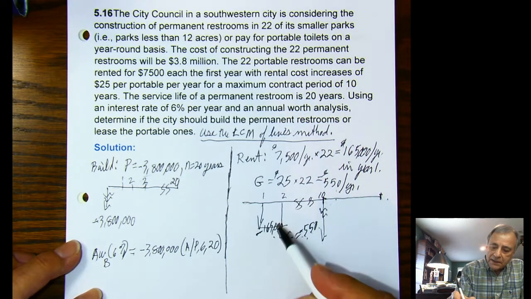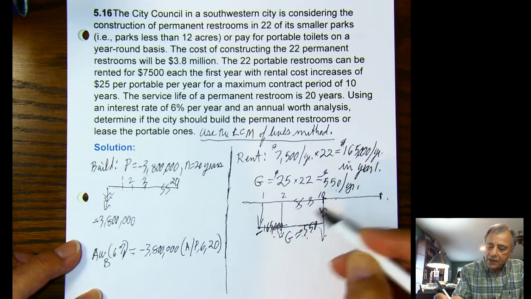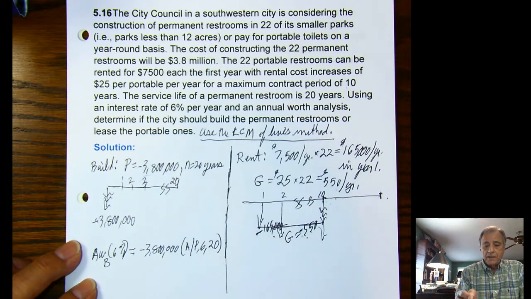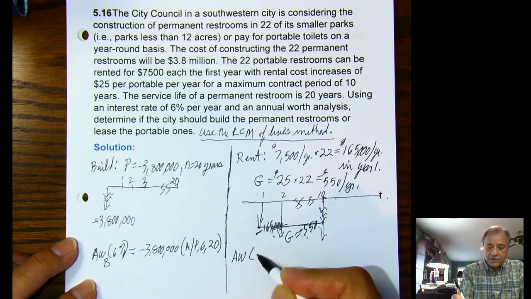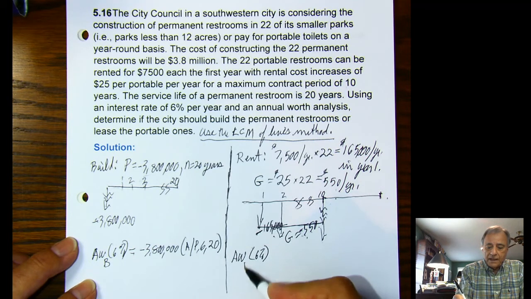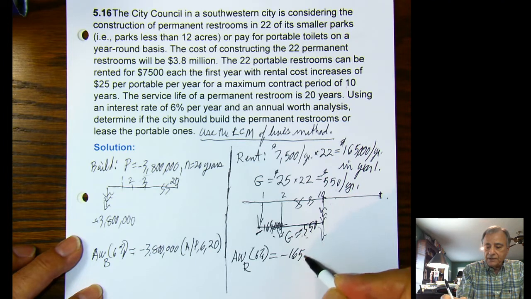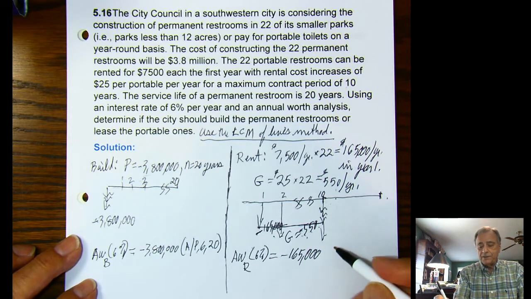Well, the minus 165,000 is a uniform series. If I cut off these arrows, then I just have to annualize this gradient series that's left, okay, the arithmetic gradient. So the annual worth at 6% of the rent option is going to be minus 165,000. That's dollars per year for 10 years. And we're going to assume then it can be repeated in the next 10 years.